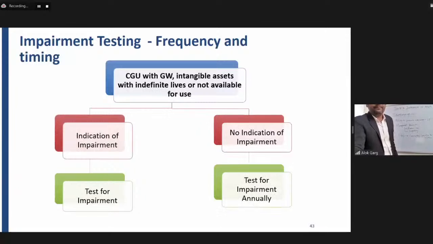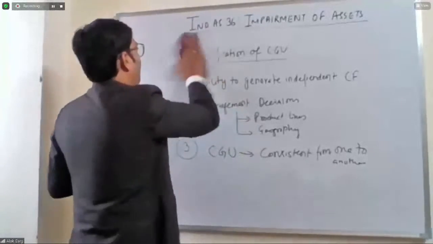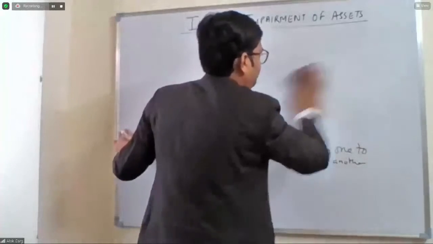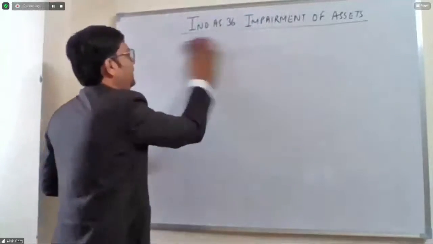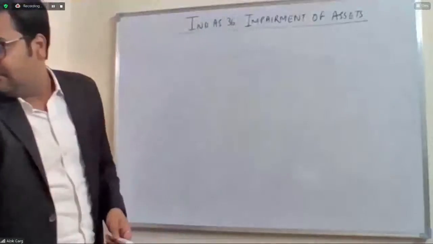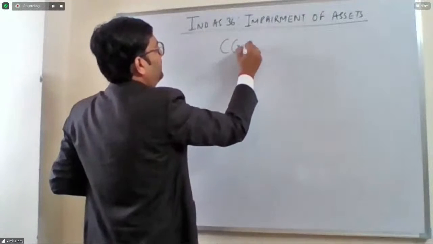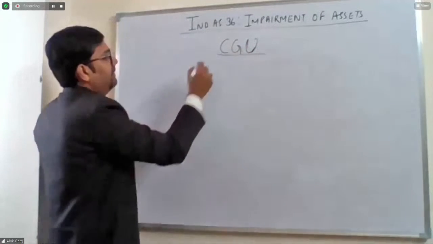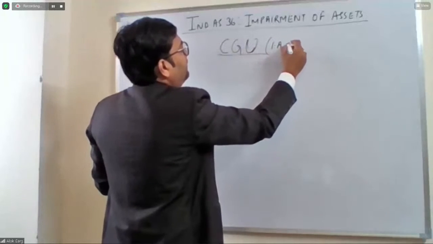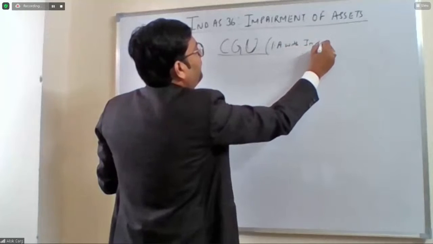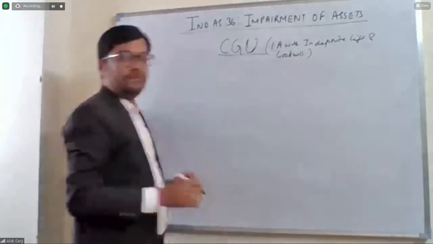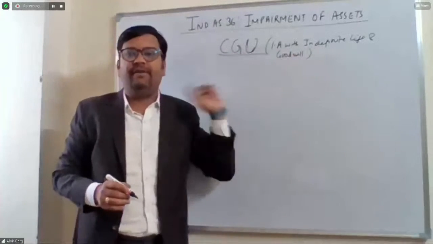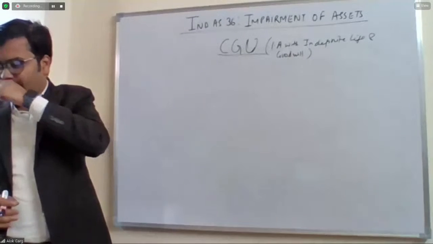Now, a very important concept. There is a CGU, a cash generating unit, and this CGU is having an intangible asset with indefinite life and goodwill.